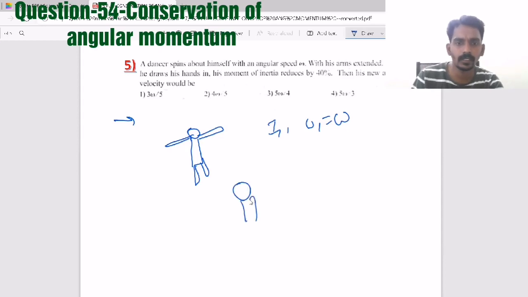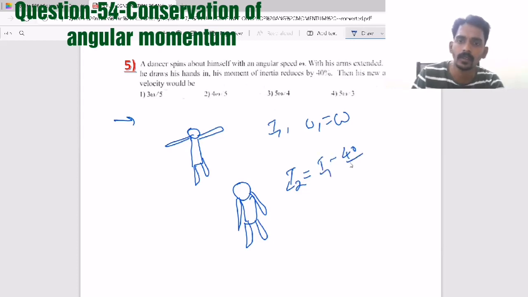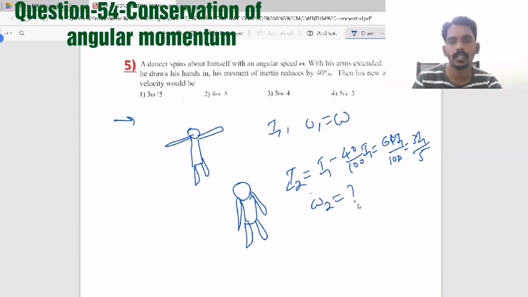Now when he withdraws the hands, the moment of inertia became I2, but they are telling us I2 reduces by 40%, meaning I1 minus 40% of I1. So it is reduced by 40% of the initial value. That means how much will it become? So 60%, so 60 by 100, so that 3I1 by 5. Now they are asking for the new angular velocity.